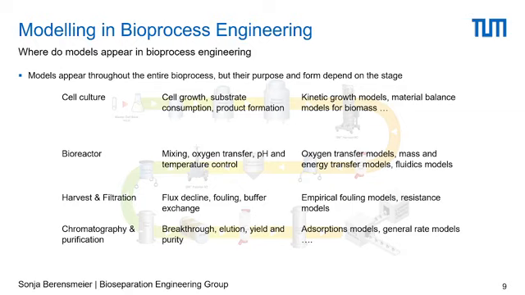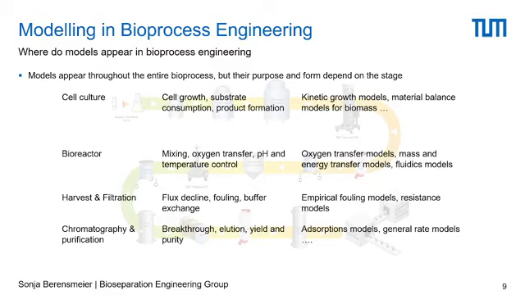I want to also give a short overview over how modeling is used in bioprocess engineering and where it appears. And the simple answer is it appears everywhere in bioprocess engineering. The models appear throughout the entire bioprocess, but they differ in purpose and they depend on what stage they are used for. So maybe if we start in cell culture, we want to get an estimate of our cell growth, how our substrate is consumed, and how the product is formed, right?